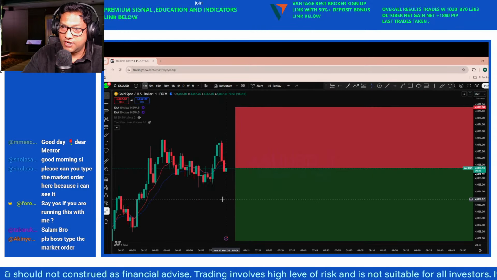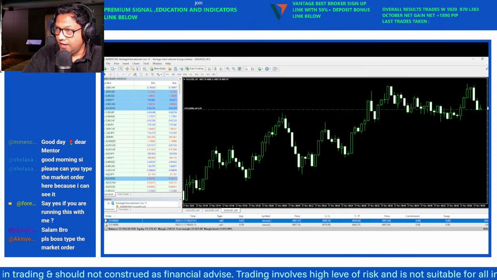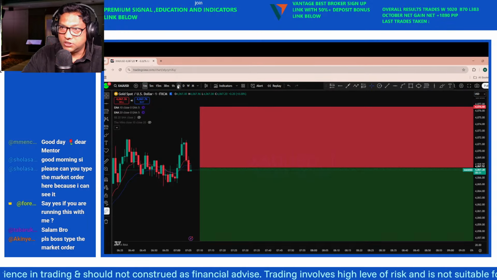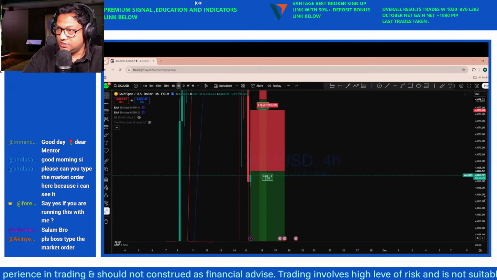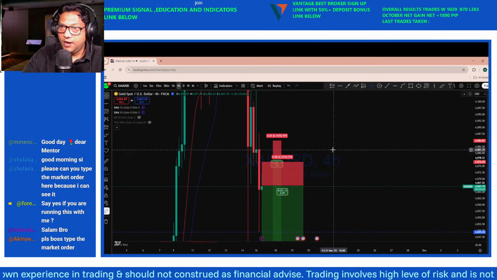We are almost near the entry, and I'm holding on to that. If the market potentially breaks below this 4 hour support, we can expect a straight drop down to the weak fill here.